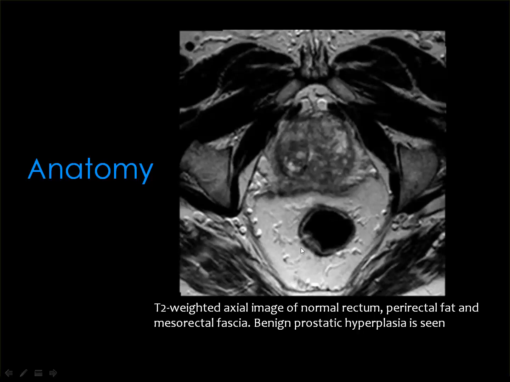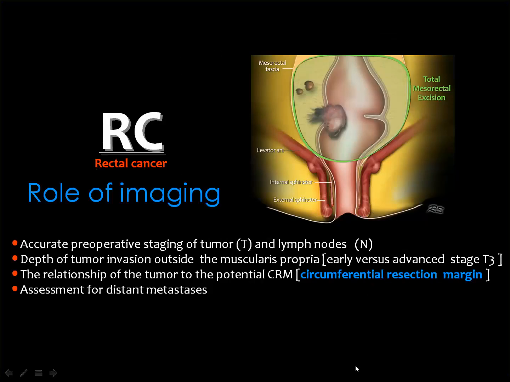The low signal represents the muscularis propria, and this is the mesorectal fascia, and this is the fat around the rectum. Then what is the role of imaging in patients with rectal carcinoma? Number one is accurate preoperative staging of the tumor and the lymph nodes.